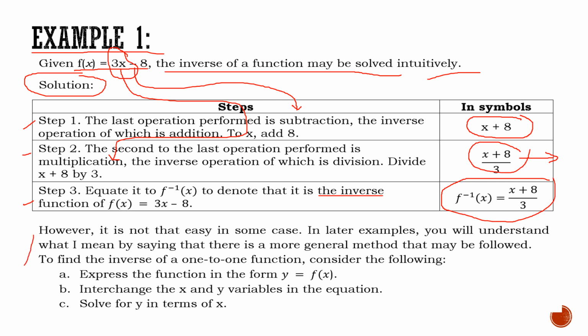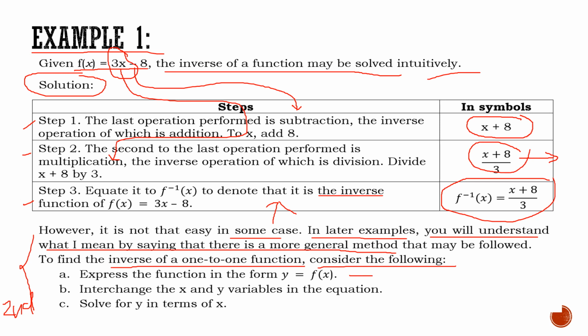Next, for our second process on how we get the inverse of a one-to-one function. However, the first process is not easy in some cases. In later examples, you will understand what I mean by saying that there is a more general method. So that will be our second method that may be followed. To find the inverse of a one-to-one function, consider the following.